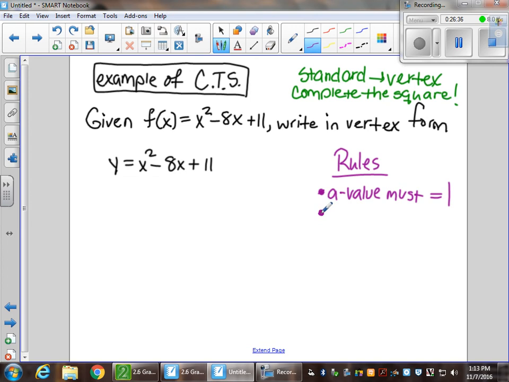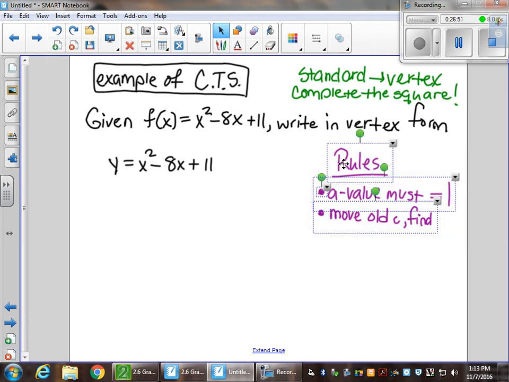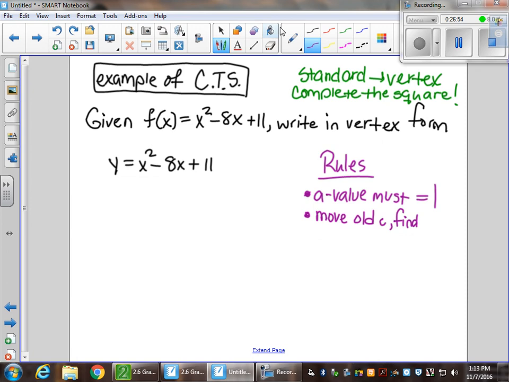Next, move old C, find new C. So move old C, find new C. And to do that, we're going to do that process we just talked about. But notice, I need a blank here, right? We're going to find this value, but this positive 11 doesn't just disappear. So let's get a line down our equal sign. I literally want to make a hole in this spot right here.